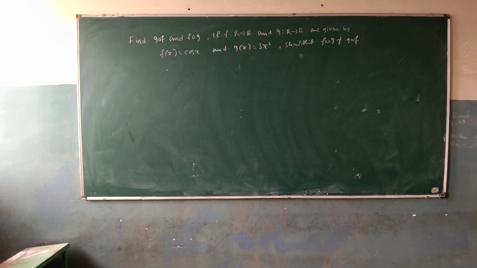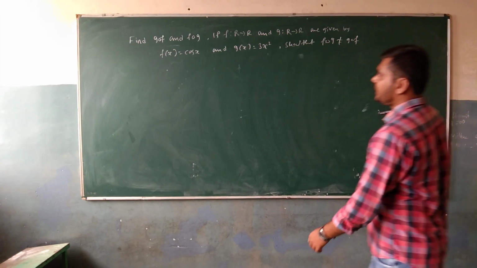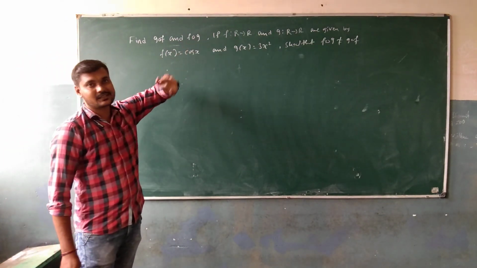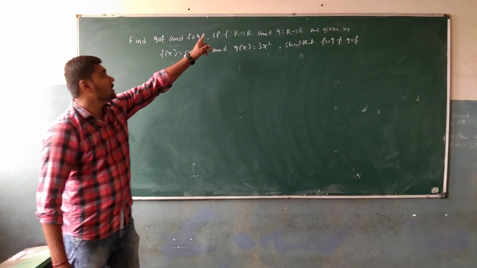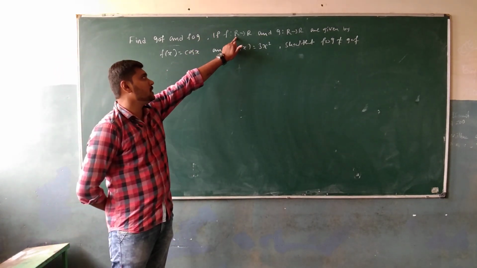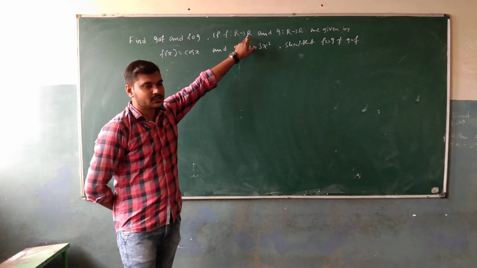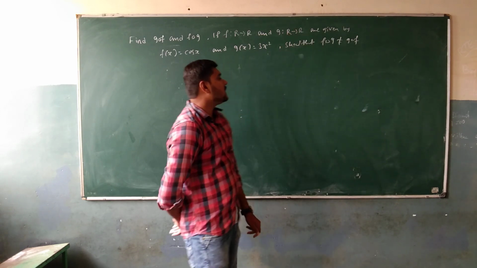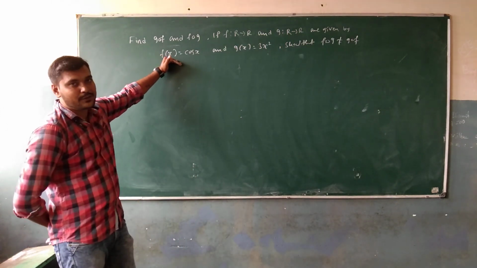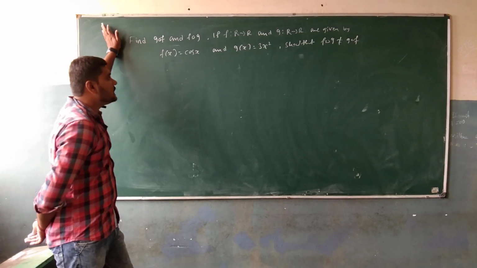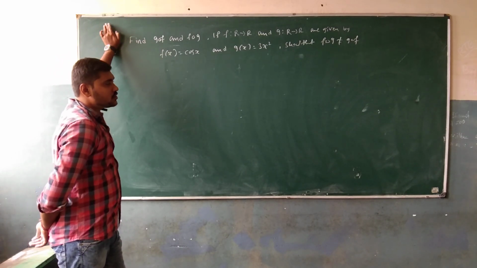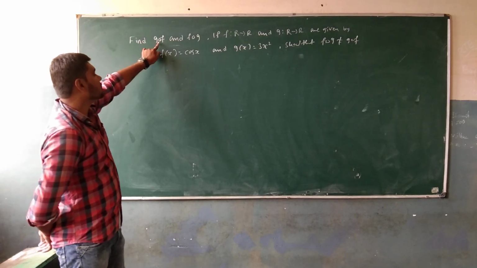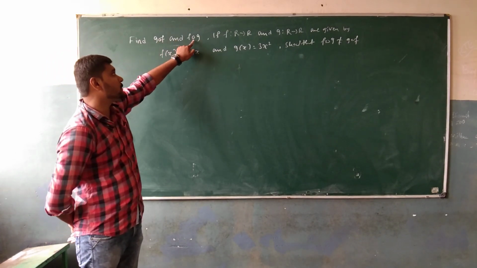Well, the next question is: find g of f and f of g. Fog means f of g of x. If f from R to R, here the domain is the set of real numbers and the codomain is the set of real numbers, and g from R to R, again the set of real numbers to the set of real numbers, given by f of x is equal to cos x, and g of x is equal to 3x square. Show that fog is not equal to gof. This is pronounced as gof, and this will be pronounced as fog.